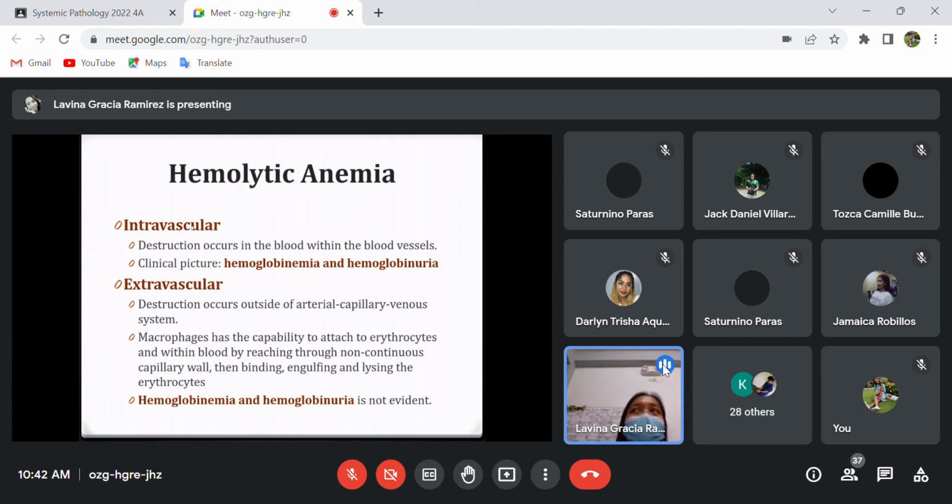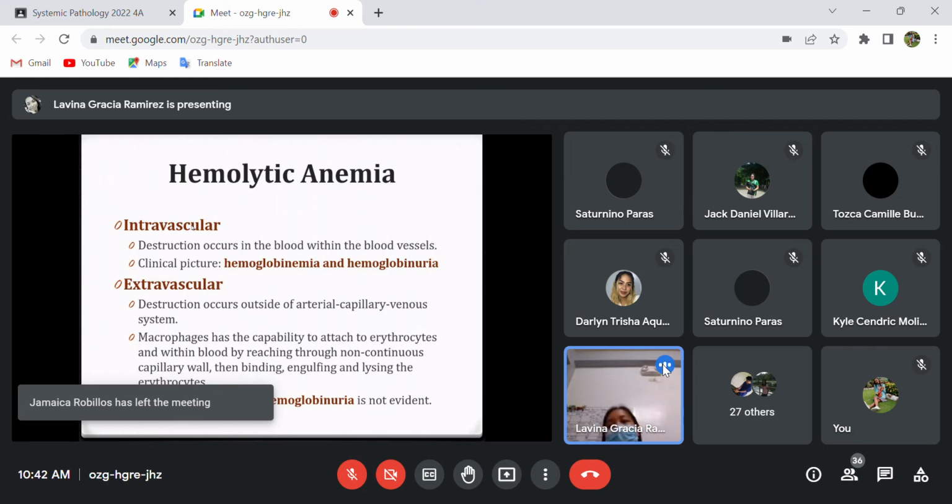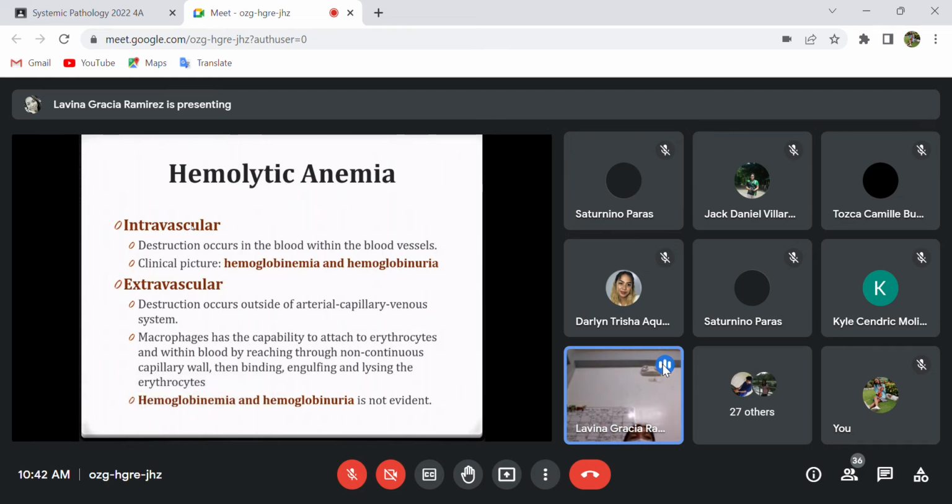So in normal, let's say, balik tayo sa physio. In normal destruction of RBC, what are the components of RBC being released once degraded in the spleen? Can anyone tell me? Can you still remember your physiology? With regards to destruction of senile erythrocyte. Anyone?